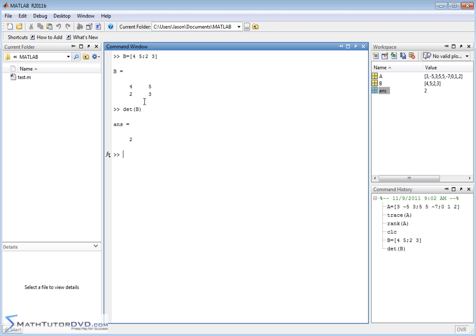I picked a 2 by 2 matrix because the way you calculate it by hand is you do like an X. So it's 4 times 3, that gives you 12, minus 5 times 2, which is 10. So it's 12 minus 10, that gives you 2. That's how you calculate the determinant of a 2 by 2 matrix.